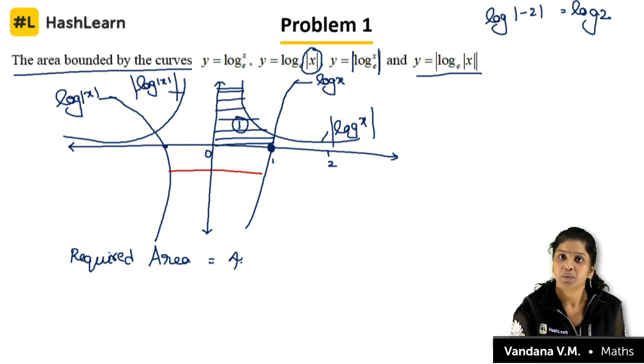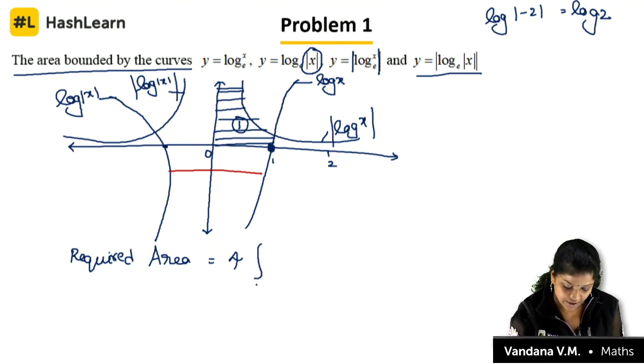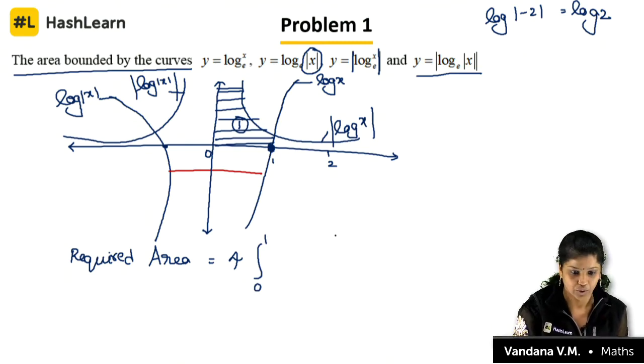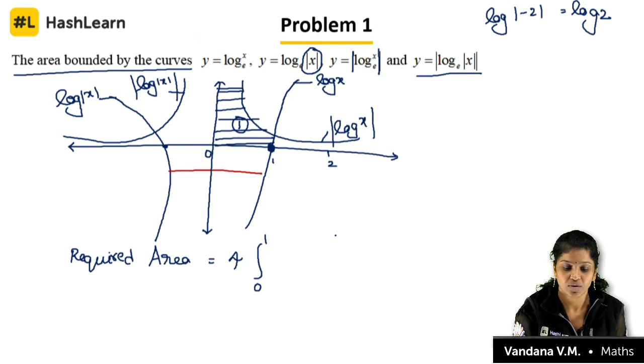So 4 into, which limits are these? X limits, the limits present on the x axis. So it is 0 to 1. What do you want, Devi Priya? Modulus of log x.